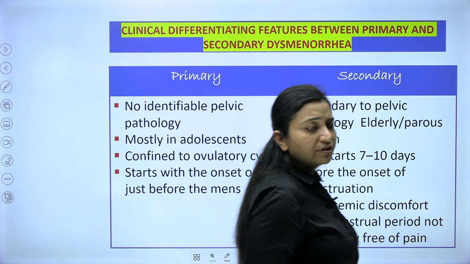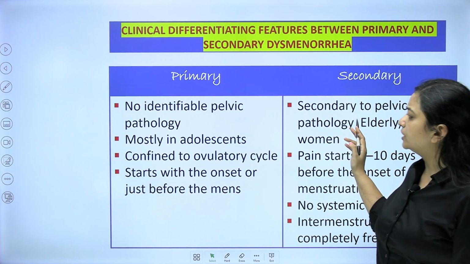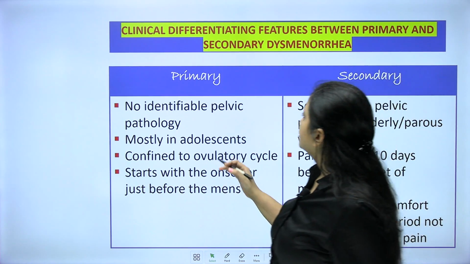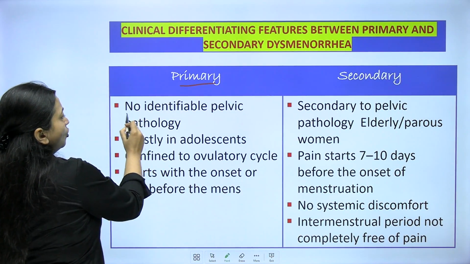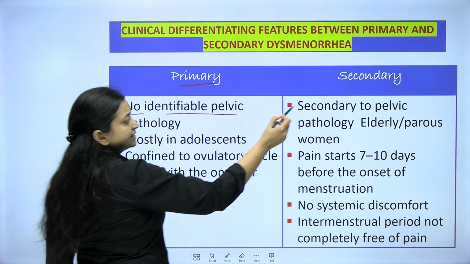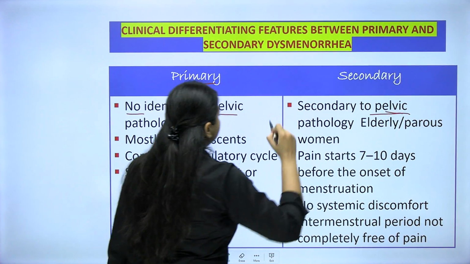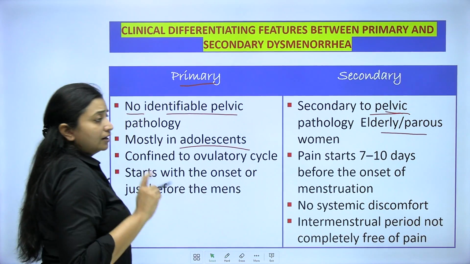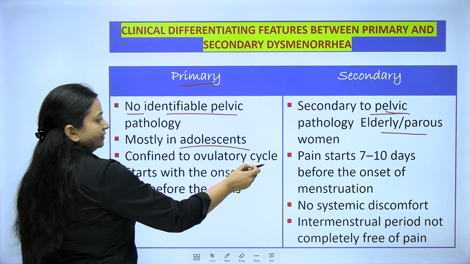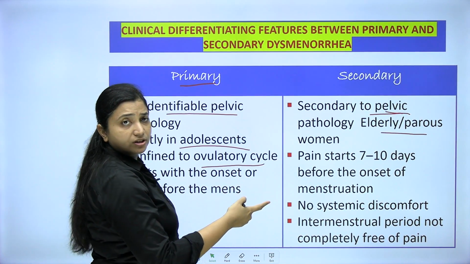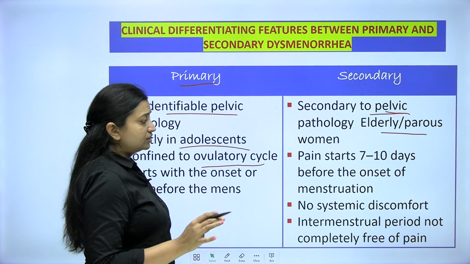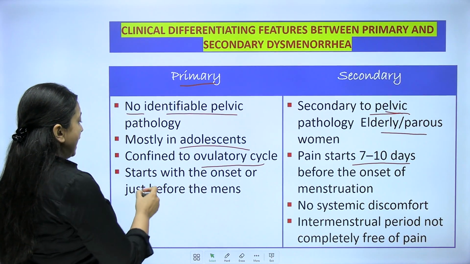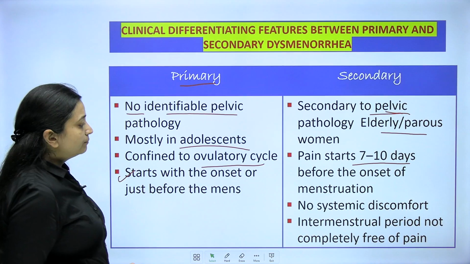This is the differentiation between primary and secondary dysmenorrhea, and if you remember this chart, your whole dysmenorrhea topic is already done. So primary dysmenorrhea has definitely no identifiable pelvic pathology, but in secondary there is definitely a pelvic pathology. Primary occurs in young adolescent girls, secondary in elderly parous women. In history taking, primary is confined to ovulatory cycles, while secondary has nothing to do with ovulation. It has to do with the congestion. So here the pain starts 7 to 10 days before the onset of menstruation, while in primary it starts with the onset or just before the menses.